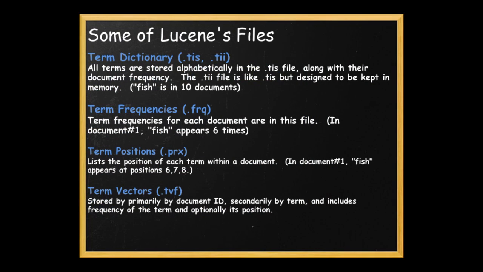Lucene generates an enormous number of files, and they correspond to some of the things we talked about. There's a term dictionary: it stores all the terms alphabetically in the TIS file along with their document frequency. Another one called TII is designed for memory. So fish is in 10 documents. Term frequencies for each document are in the freq file, so in document 1, fish appears 6 times. Term positions, PRX, lists the position of each term within a document, so in document 1, fish is at 6, 7, 8.